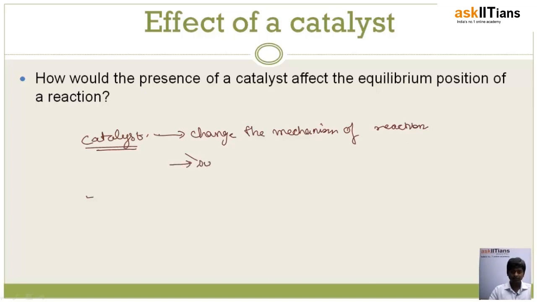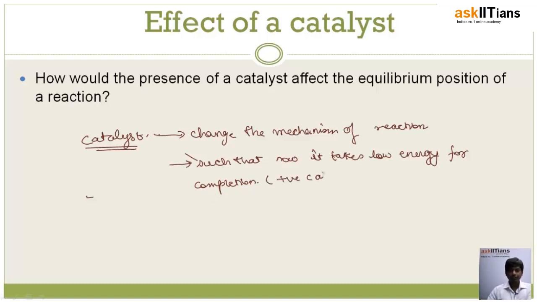such that now it takes low energy for completion. So now it changes such that it is taking low energy for completion. Such kinds of elements are known as positive catalysts. Suppose it has changed the path such that it takes more energy for completion, it would be known as a negative catalyst.